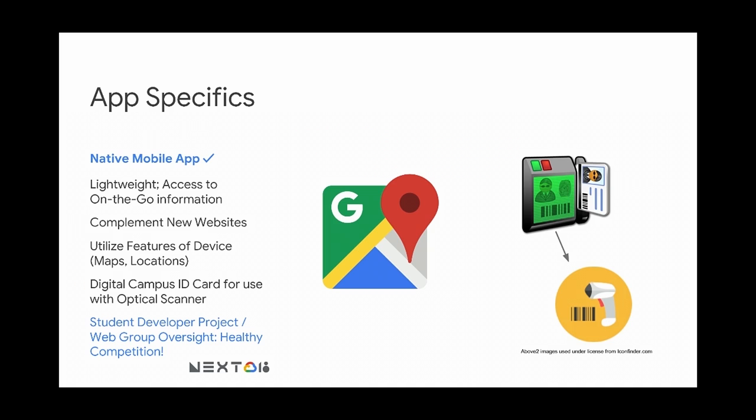One of the conditions for marketing and communication was that it complemented the new websites that were coming out. And the college did not have its own mobile app and didn't see a need for one. The websites were all responsive, and they felt that was good enough. But part of our justification for using a native mobile app was that we would use the features of the device, like maps and locations, and also that we have a digital campus ID card for use with optical scanners.